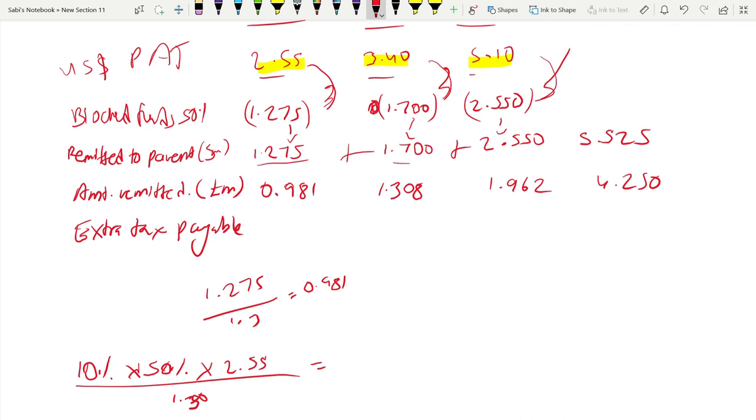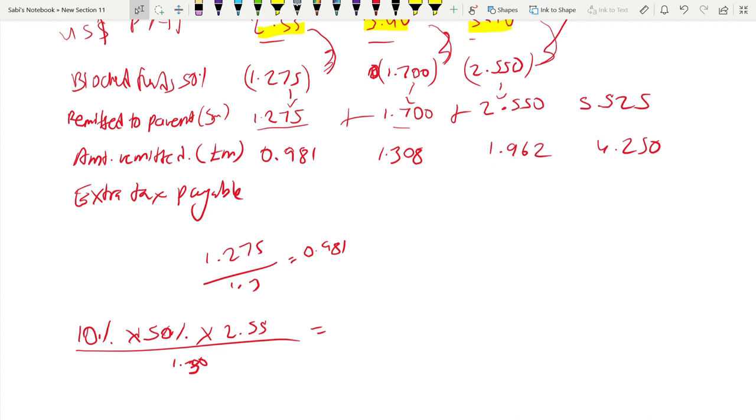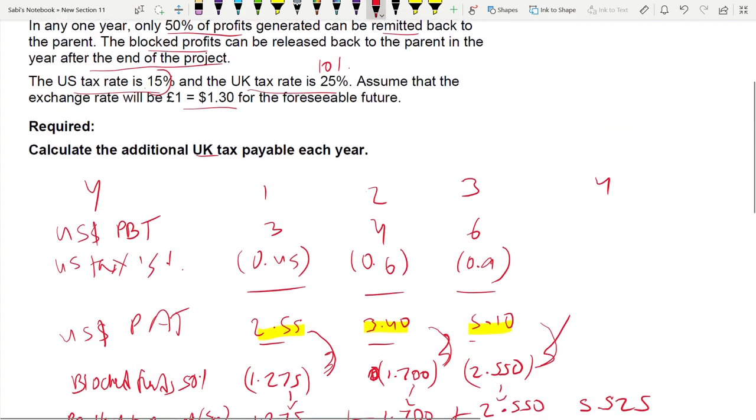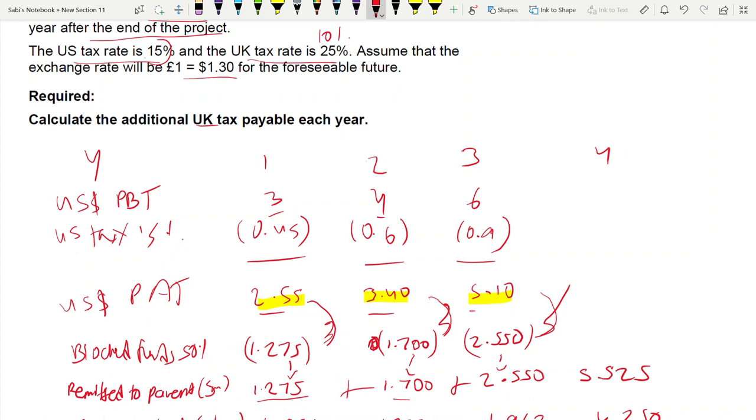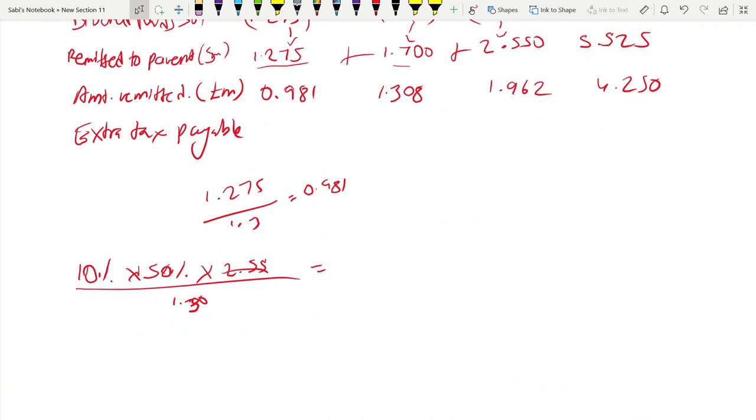No, there is something wrong with the tax. Extra tax payable, there is something wrong. This is not profit after tax. You have to take profit before tax for US. This one. 3, 4 and 6. On this, because remember, see here, on this you are paying 15%. So extra tax will be that you have to pay 10% and only 50% of it you can remit. So 10% into 50% into 3, 4 and 6. So 3. And you need to divide by 1.3 because it needs to be converted into pounds.